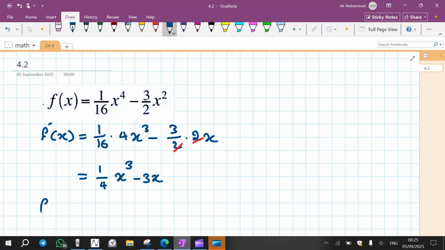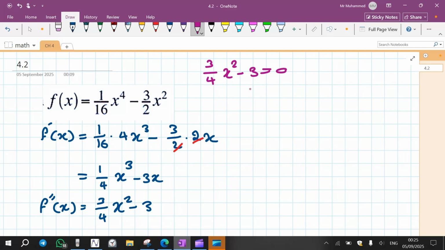Now if I try to find the second derivative, it is equal to 1 over 4 stays the same, 3 goes down, I can say 3 over 4 x power 2 minus 3. This is the second derivative. Stage 2 of the solution is to take the second derivative equals 0. 3 over 4 x squared minus 3 equal to 0. Let's send 3 to the other side, becomes positive. 3 over 4 x squared equal to 3.